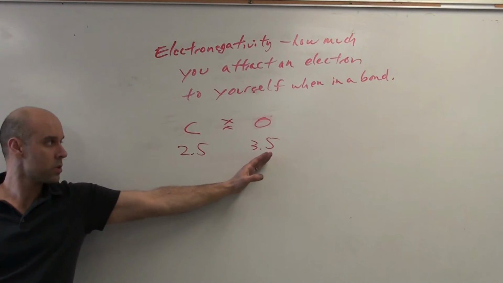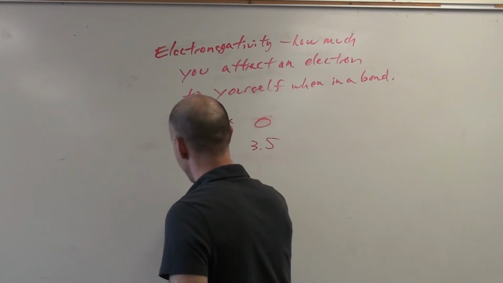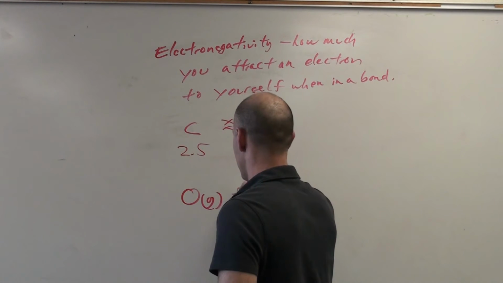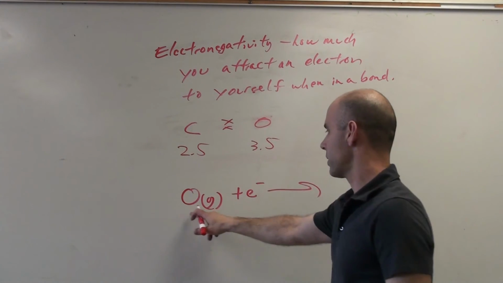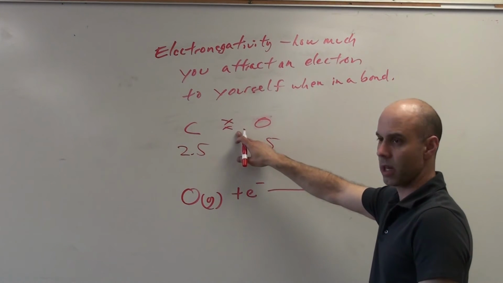So it's not like electron affinity. Here, electron affinity is: how much does that monatomic oxygen want an extra electron? That's electron affinity. This is electronegativity.